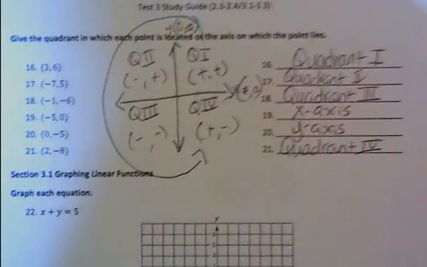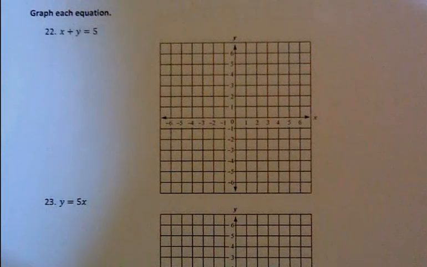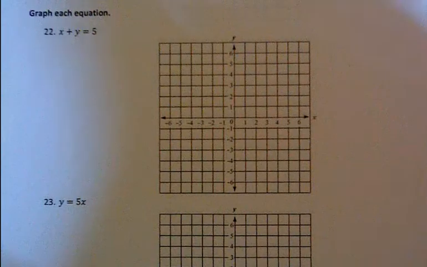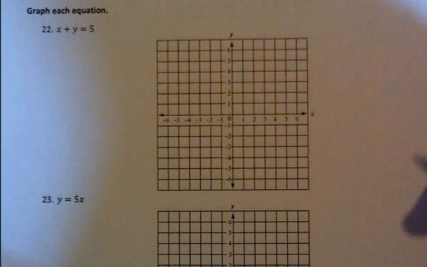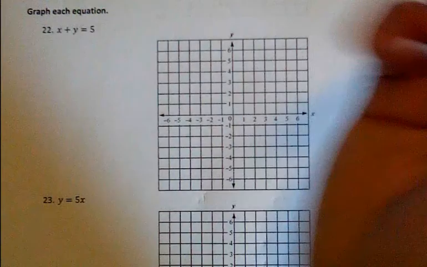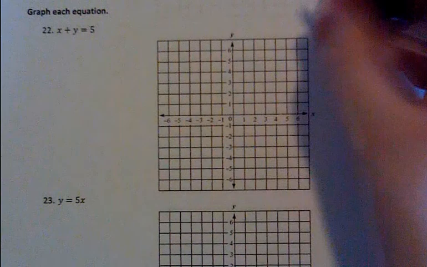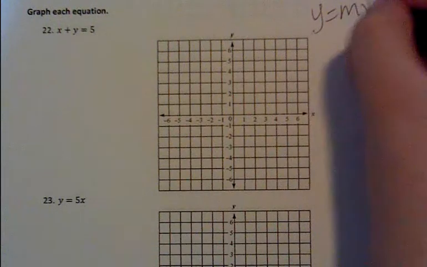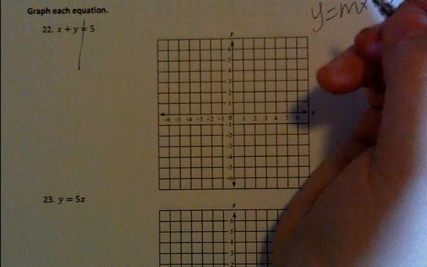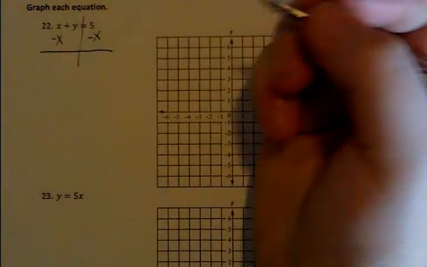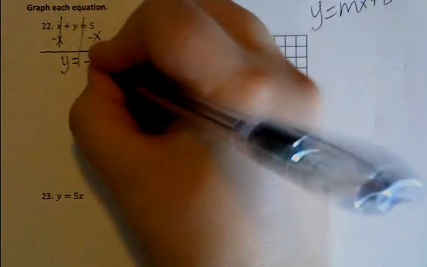Okay, now let's look at graphing. This is moving on to section 3.1. Remember, you had steps for graphing. If you look at the 3.1 video, your first step is always going to be to put your equation in that slope-intercept form, which is y equals mx plus b. So we want to get the y by itself, so we're going to subtract x from both sides, which leaves us with y equals negative x plus 5.